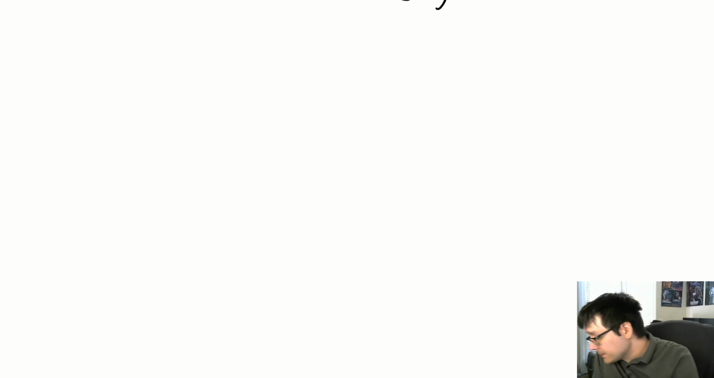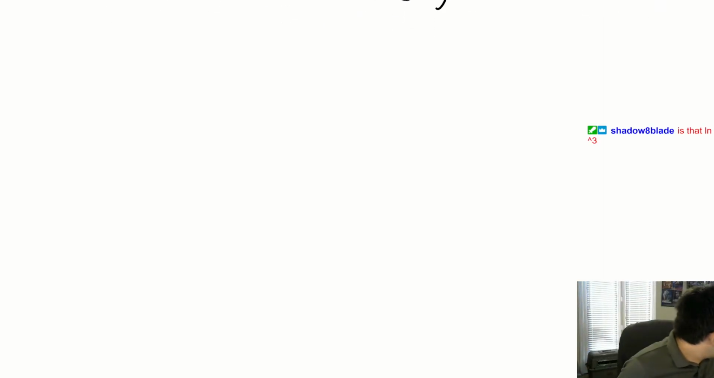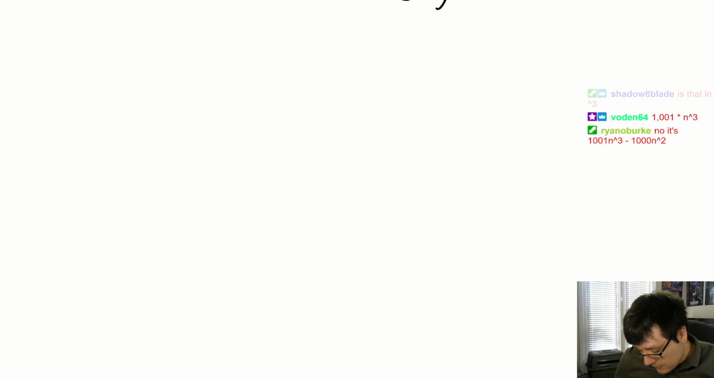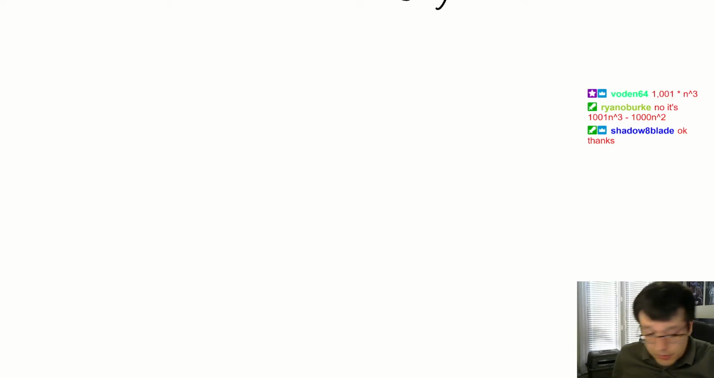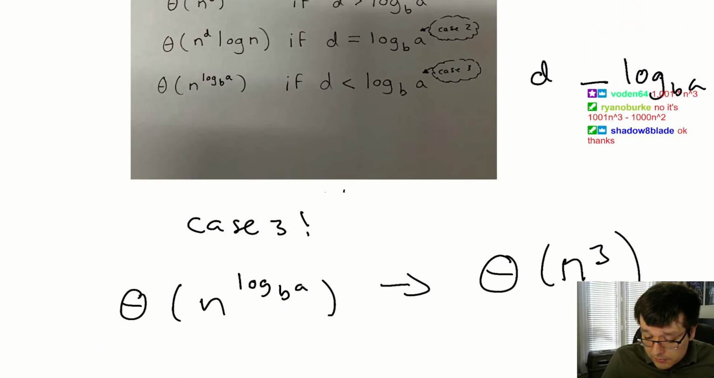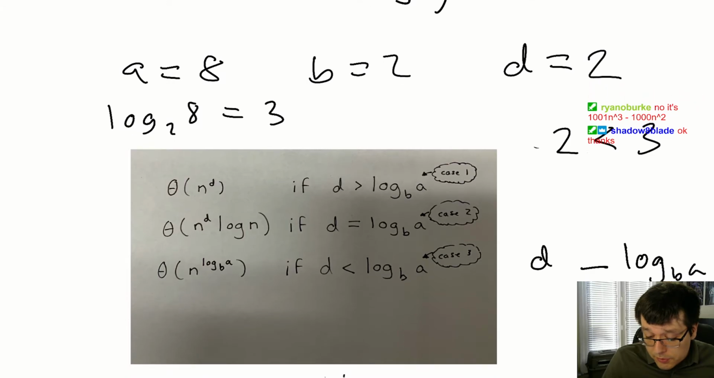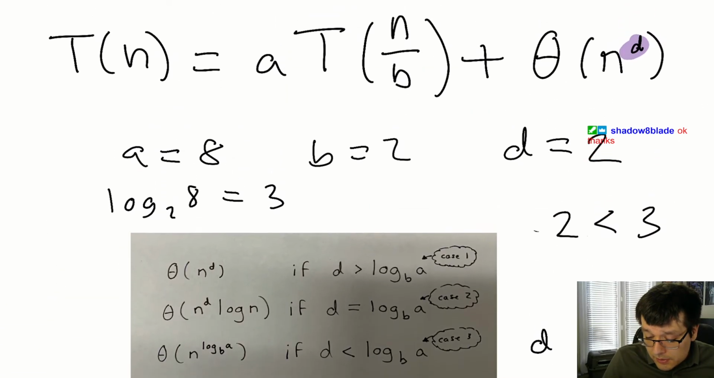I should probably write a note about that. Case 3. That's weird. It's ironic because with case 1, it actually would have worked the same, because n cubed would have worked too. But that's just a weird scenario. Interesting.